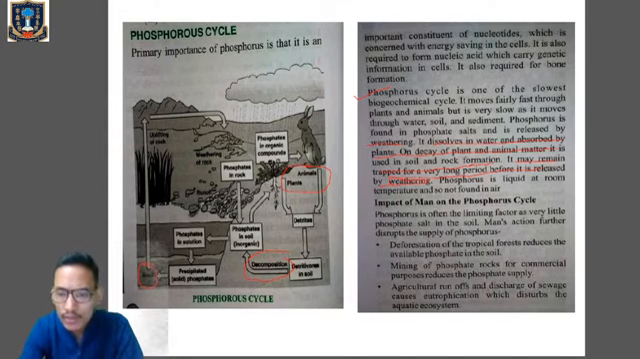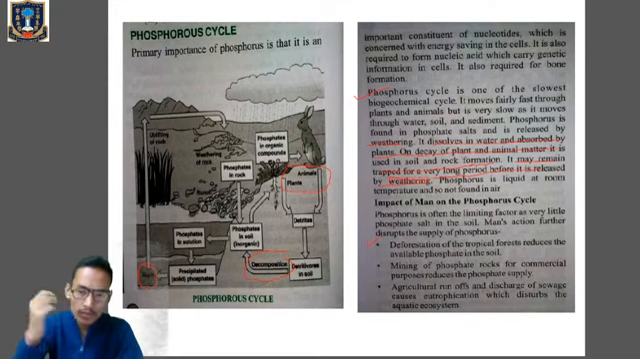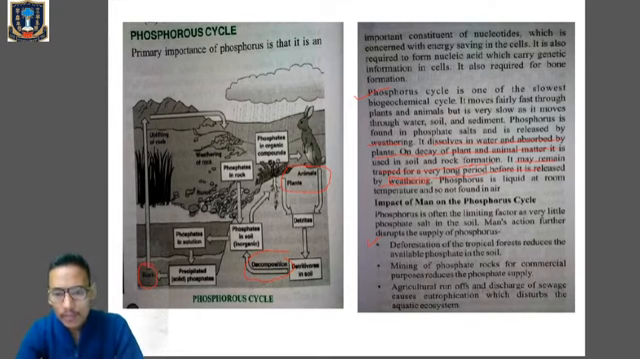First one is deforestation. Deforestation, as I told you, is mainly the cutting down of trees. So deforestation of tropical forest reduces the available phosphate in the soil. There will be soil erosion. When the soil erodes, the phosphate will also erode along with the soil. Number two, mining of phosphate rocks, because rocks also contain phosphate, right? So mining of phosphate rocks for commercial purposes also reduces the availability of phosphate supply.